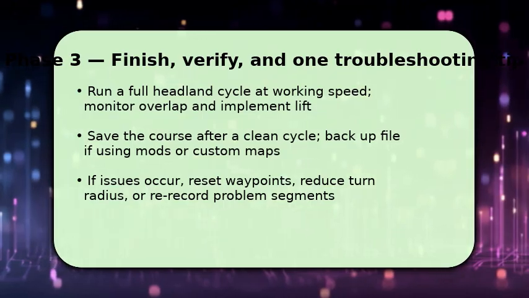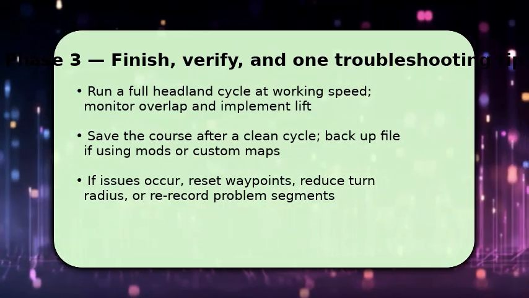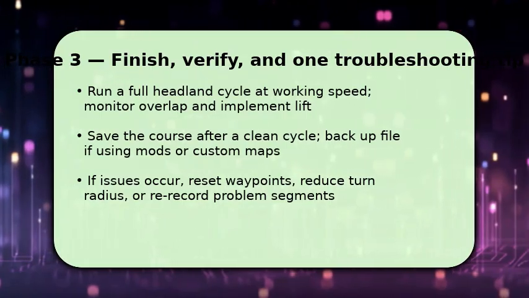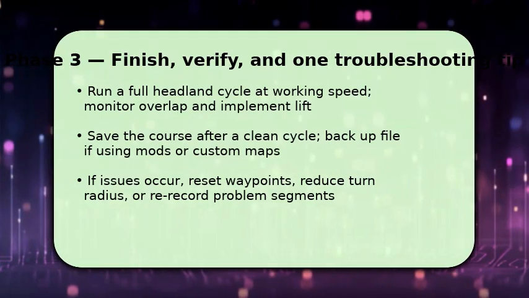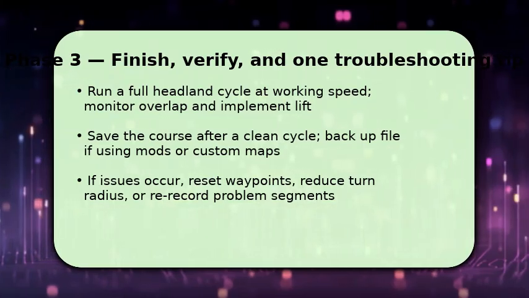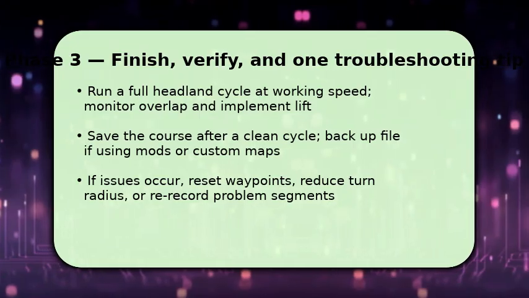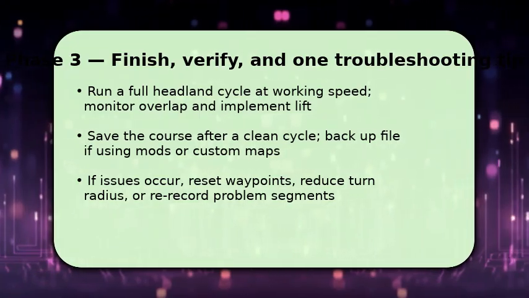If things go wrong, reset the problematic waypoints, reduce the turn radius, or re-record just the troublesome segments. This fixes most misalignment or clipping issues. Finally, make iterative tweaks and rerun until headland passes are smooth and efficient for automated work.